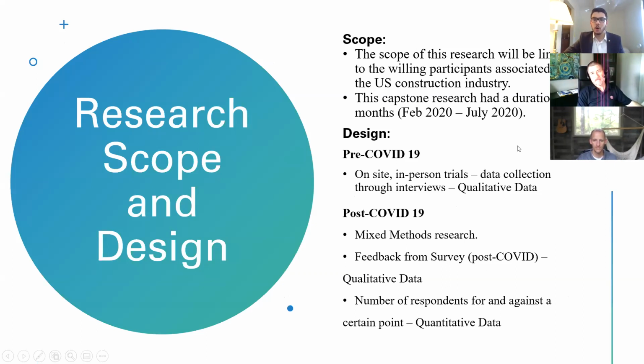So moving on to the scope and the design of the research. The scope of this research was limited to the willing participants associated with the U.S. construction industry. Everyone had a choice whether or not they wanted to participate in the survey, and that's how we limited it to the U.S. construction industry. The duration was 6 months, from February to July right now.